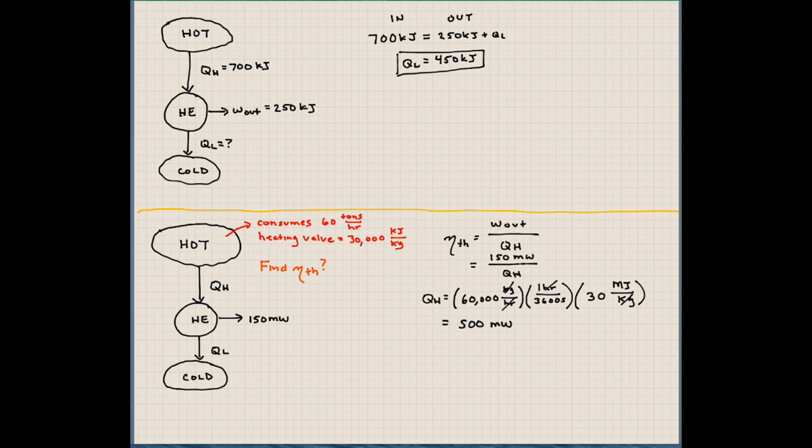So our heat input into our heat engine is 500 megawatts, and of the 500 megawatts, we're able to only extract 150 of those, and we have to reject the rest of those to a cold source in order for this cycle to be possible. All right, so let's determine the thermal efficiency now. So our thermal efficiency, I'll just write it again down here, is equal to 150 megawatts divided by 500 megawatts. That gives us a thermal efficiency of 30%.